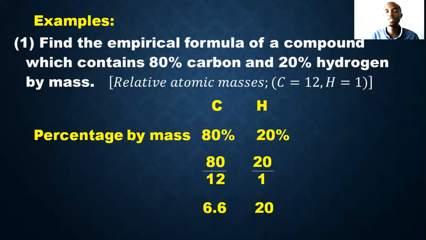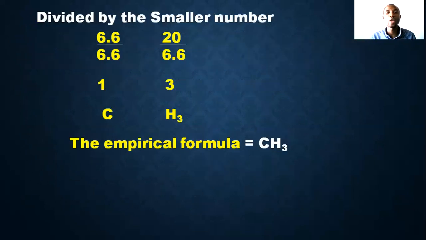The next stage is to divide both the number of moles, 6.6 and 20, by the smallest. Of the two, which one is smaller? The one that is smaller is 6.6. Divide it by itself and also divide 20 by that. That means dividing by the smaller number.